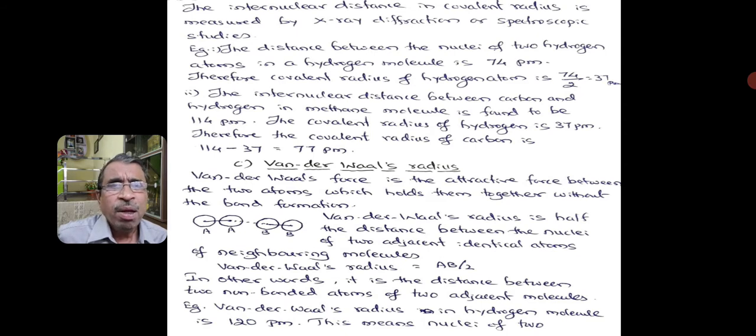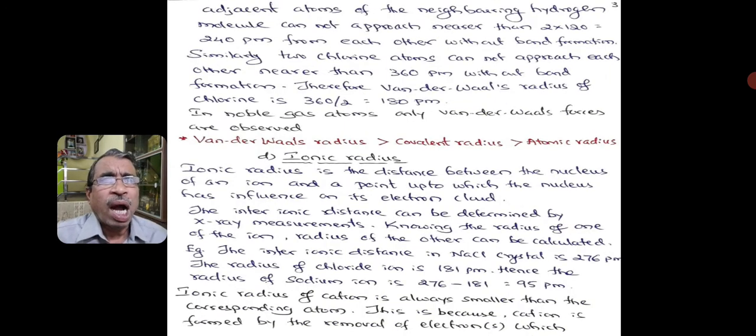For example, van der Waals radius in hydrogen molecule is 120 picometer. This means nuclei of two adjacent atoms of the neighboring hydrogen molecule cannot approach nearer than 2 into 120, that is equal to 240 picometer from each other without bond formation.